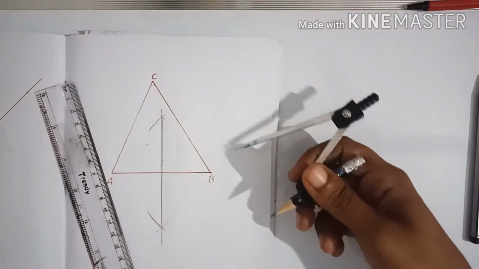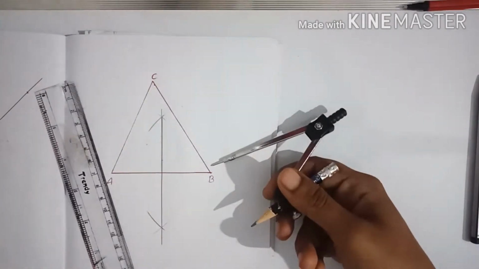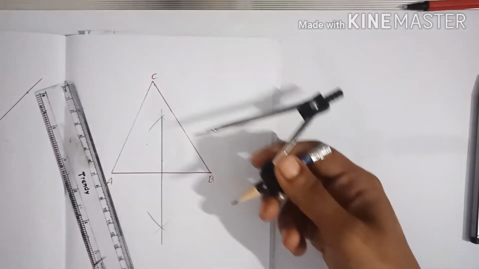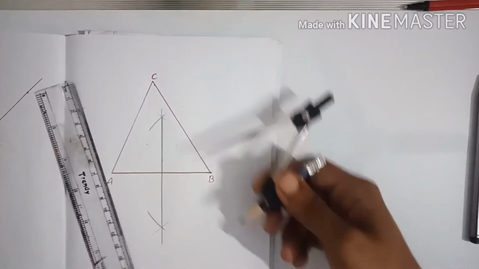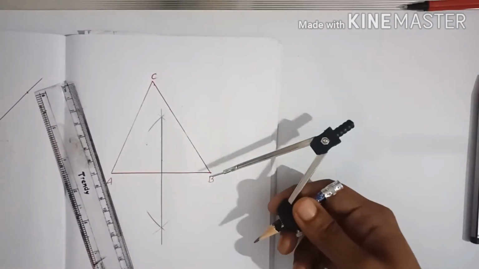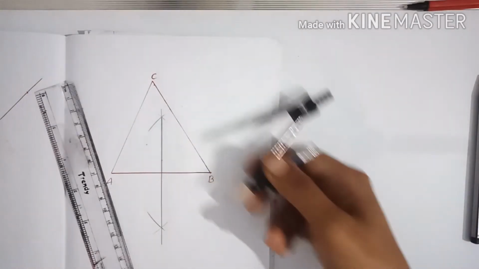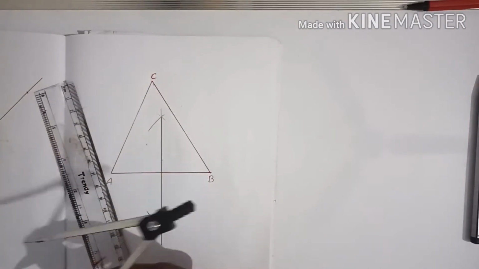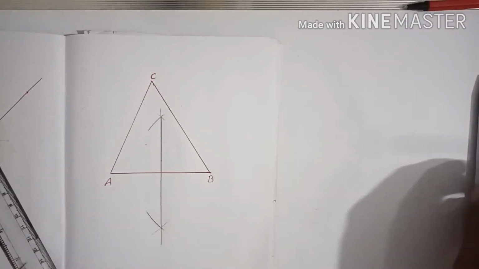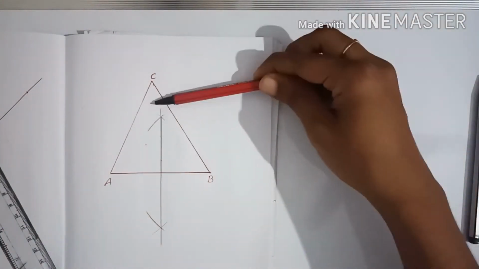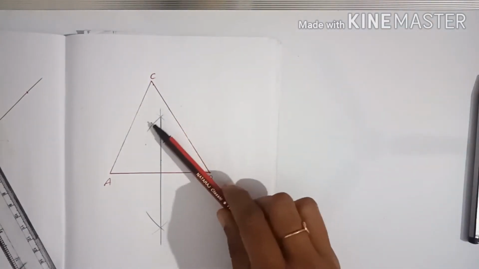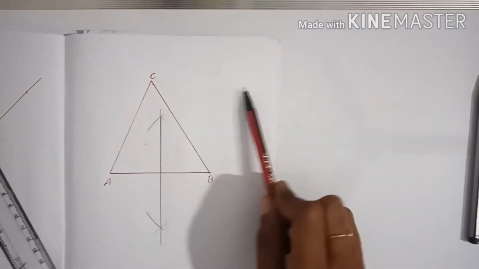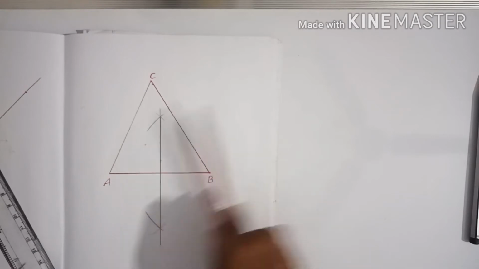Next we need to draw the perpendicular bisector of BC. So BC means you need to consider the points B and C. BC's upper side here, lower side here. Don't confuse with the sides. If you are considering this BC as a side, you need to draw the arcs in these two portions, upper and lower. Like this you need to draw.